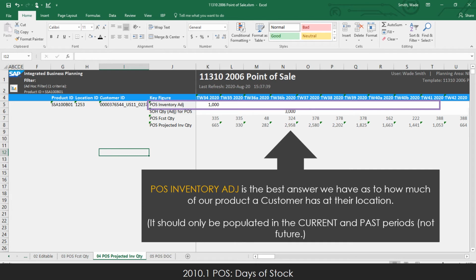Point of sale inventory adjustment is the best answer we have as to how much of our product a customer has at their location. It should only be populated in the current and past periods, not the future.